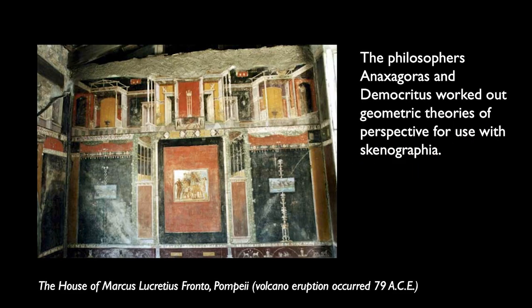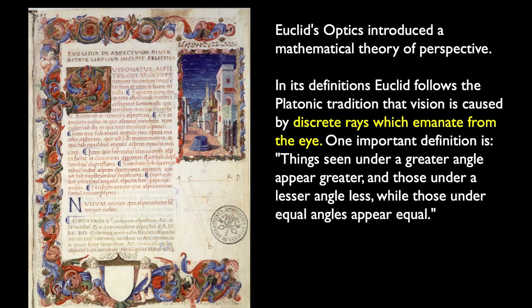So the philosophers Anaxagoras and Democritus worked out geometric theories of perspective for use with skenographia. Some of the paintings found in these ruins in Pompeii show a remarkable realism and perspective for their time. So keep in mind here that perspective was invented nearly 1600 years later.